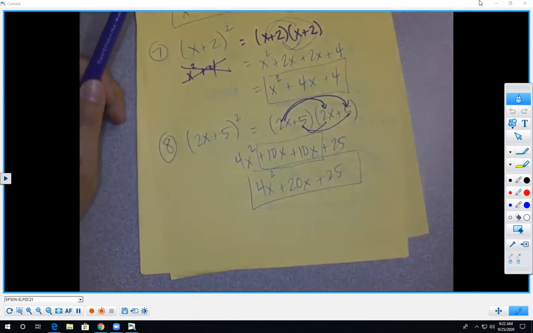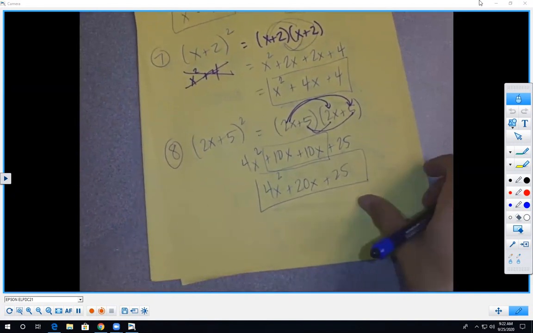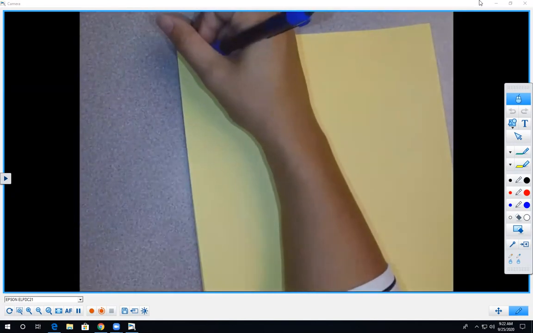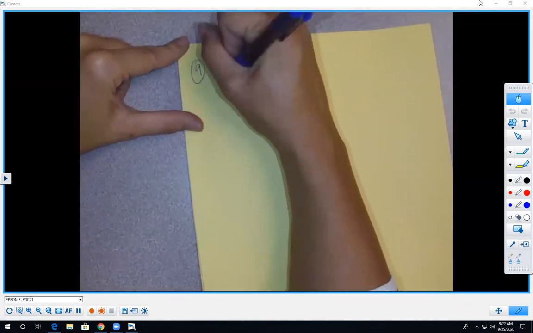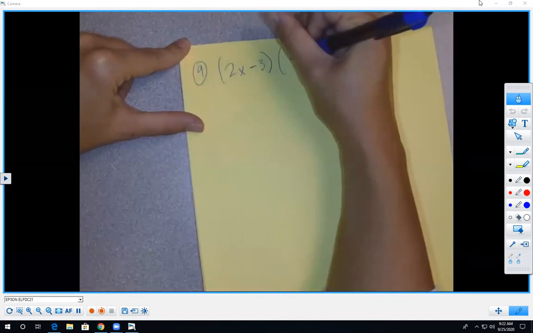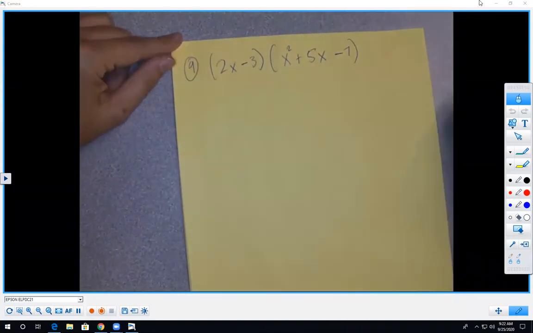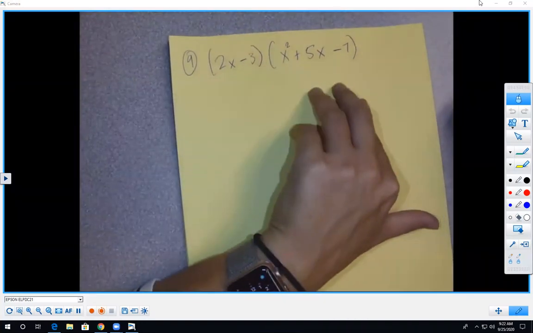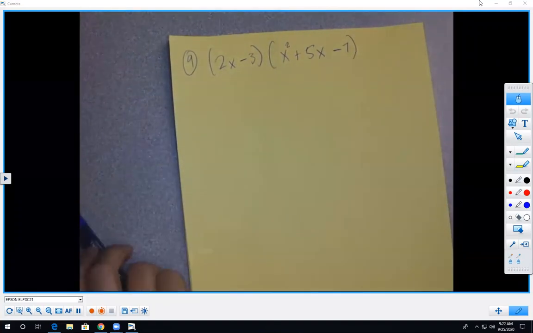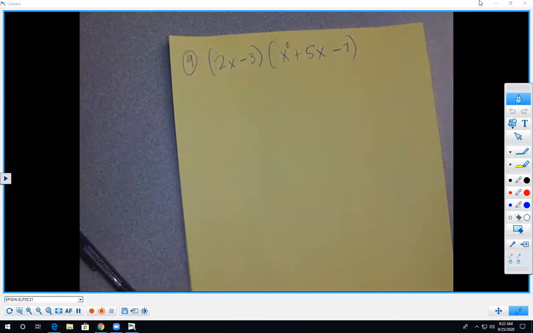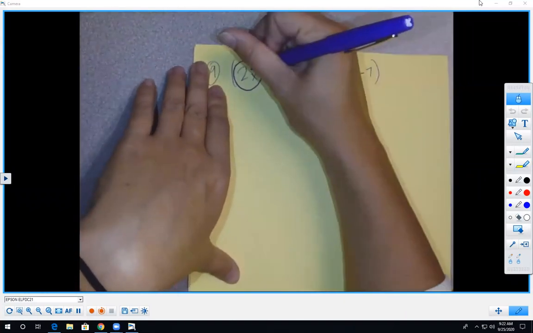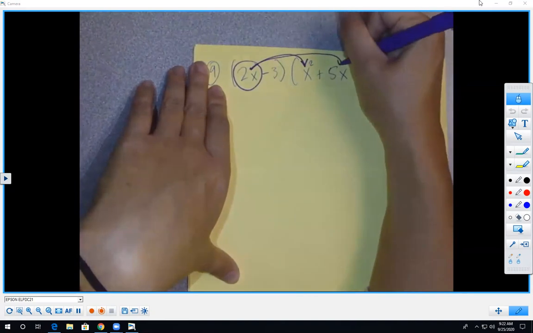Questions about that? Pretty straightforward. Okay, so that is essentially 5-4. I think the only other problem you might have is if you had something a little bit bigger. For example, if you had 2x minus 3 times x squared plus 5x minus 7. So in this case, I'm multiplying 2 terms times 3 terms here. You still go about it the exact same way. You're still going to distribute the 2x to everything in the second set of parentheses.